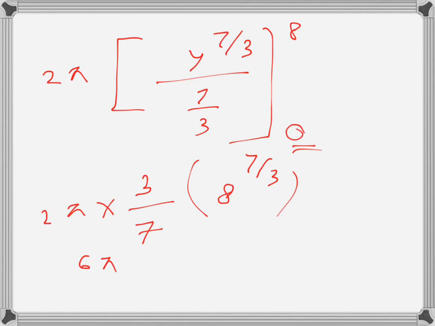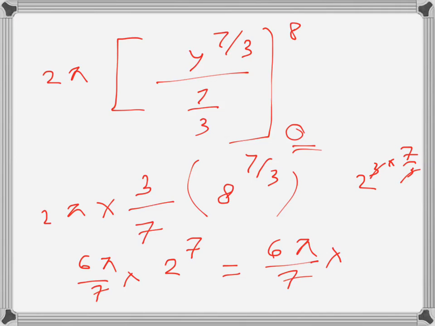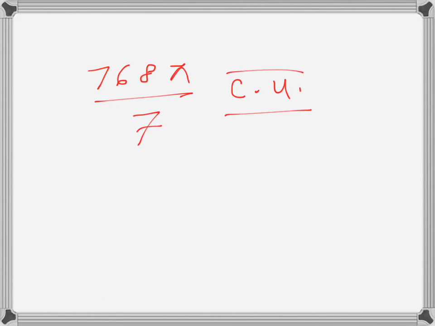So this becomes 6 pi over 7 times 8, which can be written as 2 cubed, so 2 cubed to the power 7/3 results in 2 to the power 7, because the 3 goes away and 2 to the power 7 remains. So this is 6 pi over 7 times 2 to the power 7, which is 128. Once the multiplication is done, it will be 768 pi over 7 cubic units. That will be the volume that is generated by the cylindrical shells.